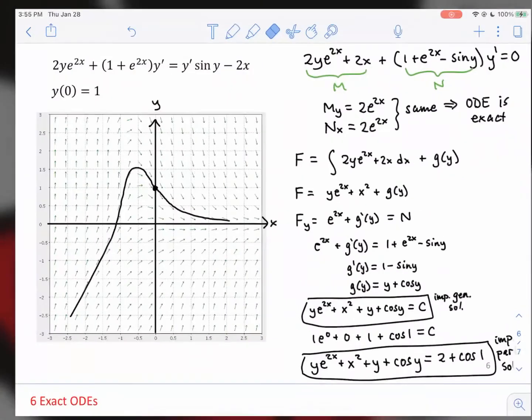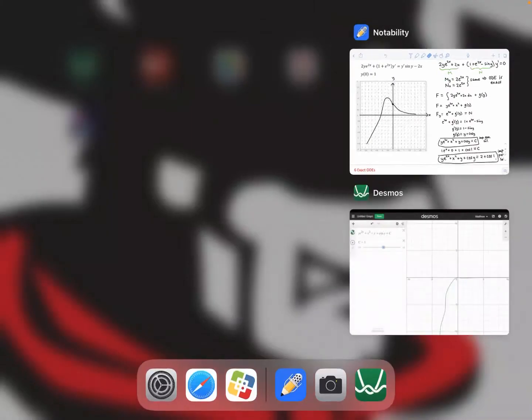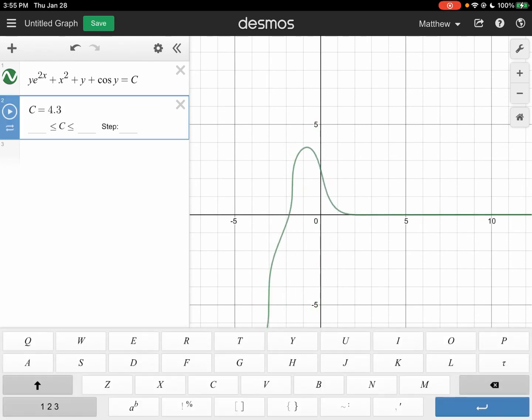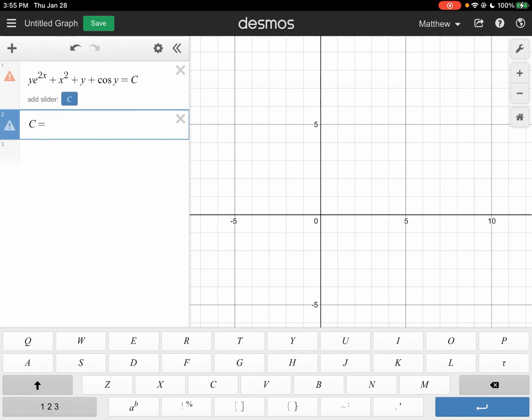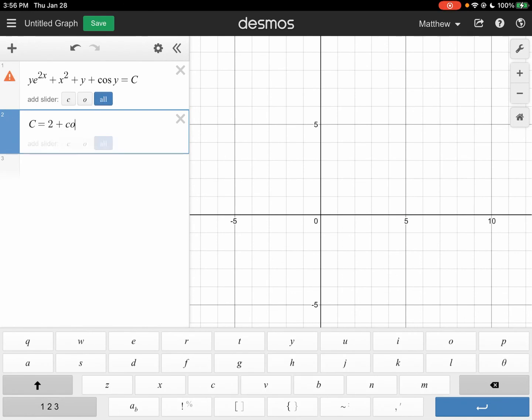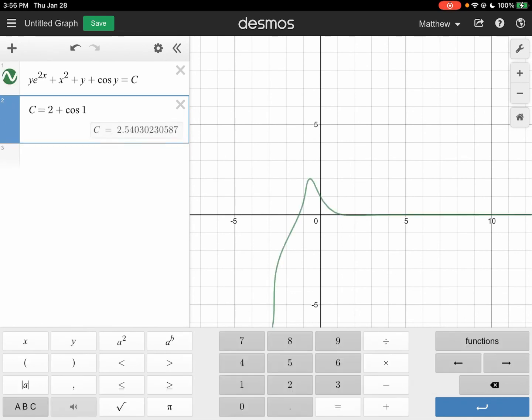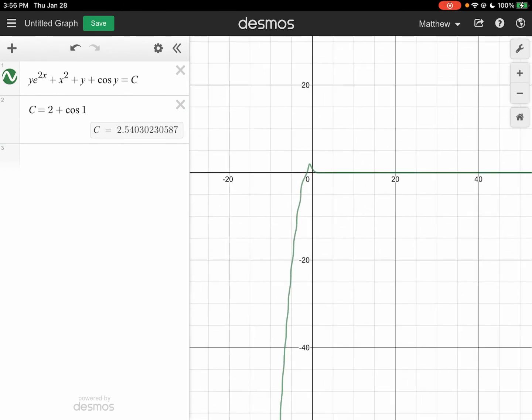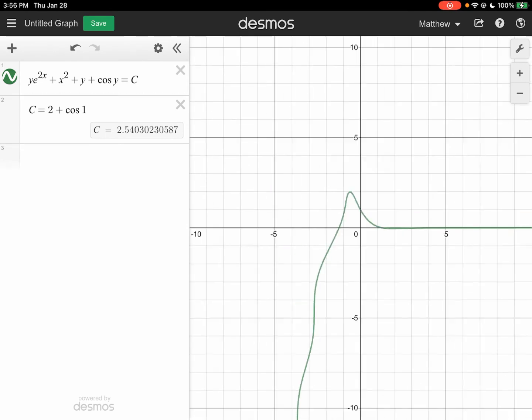Okay, make sure I enter that in right. Yeah, looks good. And then as you do various choices of c, look at the different kinds of weird solutions we get. And in particular, we wanted c to be 2 plus the cosine of 1. And there it is. There is our solution. Let me zoom out, and you can see it's sort of this wavy, curvy thing. Oops, let me hit the home button, go back to regular zoom.